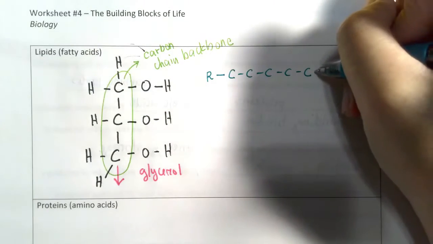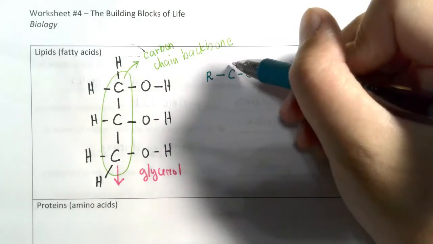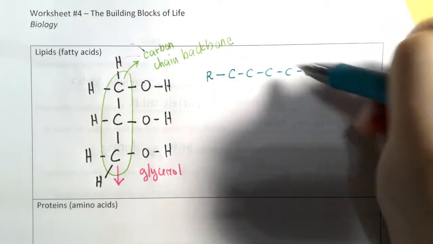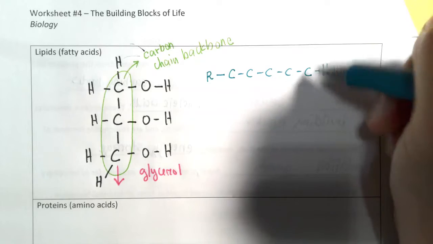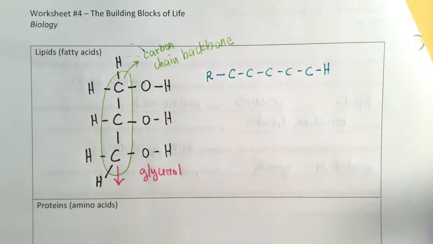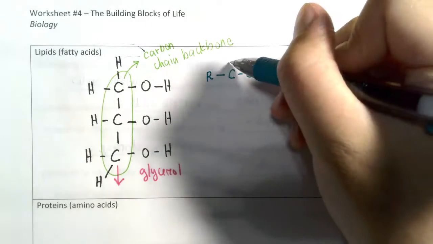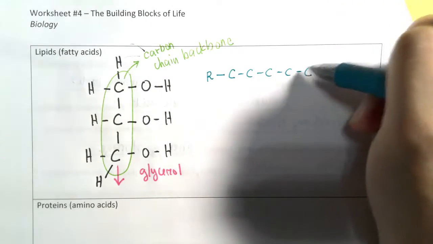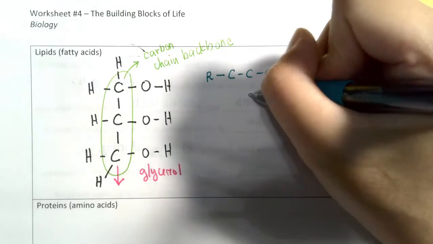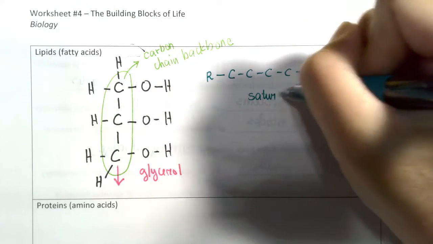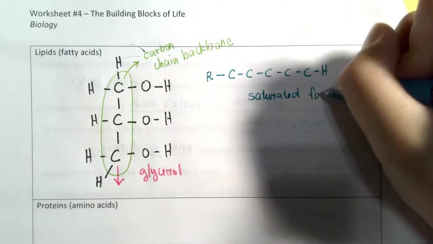Okay, we're going to end up with an H, and then it's understood that each of these carbons will have 2 H's on each side, which I'm not going to draw, but hopefully you remember that here we have our carbons, and that on each side will be hydrogens. So this is the saturated fat.